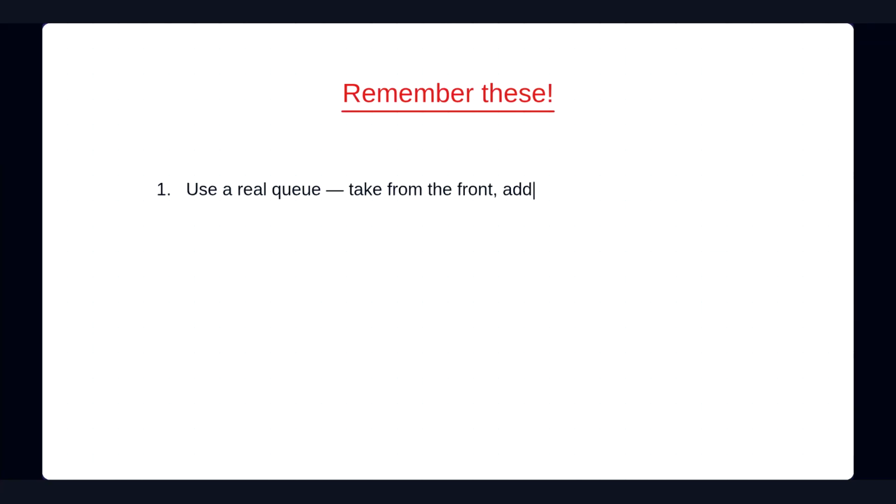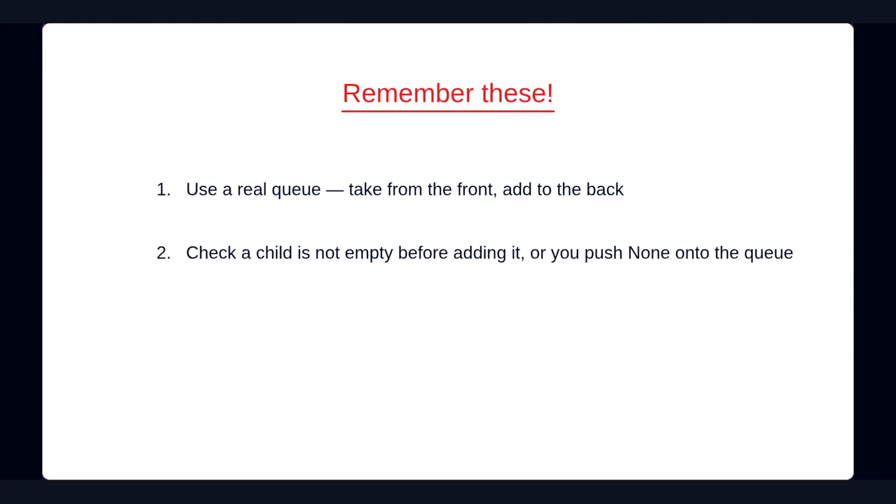Three reminders. First, this needs a queue. Always take from the front and add to the back so levels stay in order. Second, check that a child is not empty before adding it. Otherwise, you push None into the queue and crash later. And third, popping from the front of a plain list is slow for large trees, so a deque from the collections module is a faster choice.